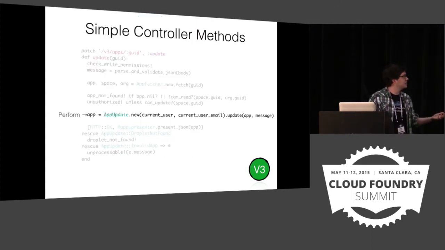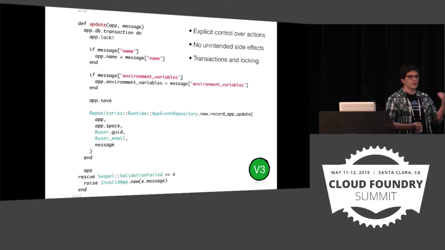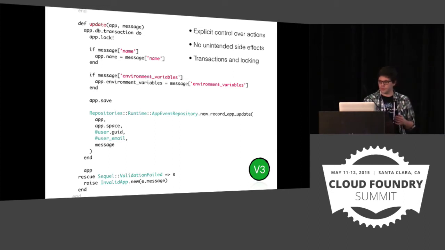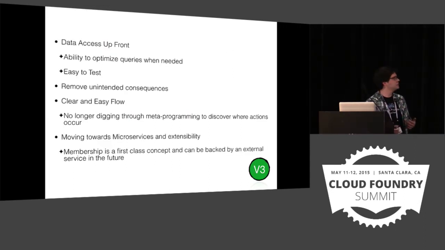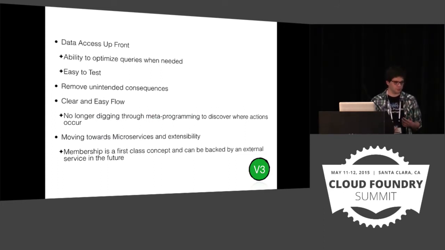The other first class object we mentioned is the action object. So this app update is the example we picked. And again, it's isolated. There's no shared code between this action and other actions in the system. Everything that happens for this controller action happens here. And because of this, it's easy to test, it's isolated. There are no unintended side effects. So this is a lot more code, right? We had to write a lot more code in V3 than we had to write in V2.